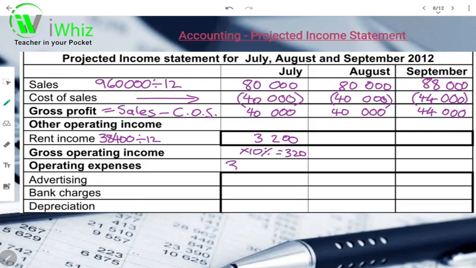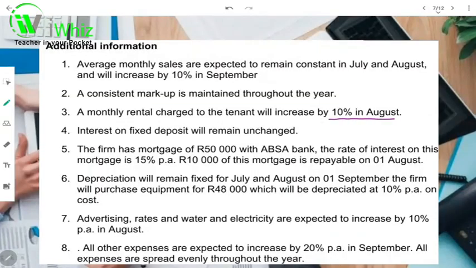You're now going to take 320 plus 3,200, and that will give you an amount of 3,520 rand. Do you understand what I just did there, Wizards? I took my rent, I added on the 10%, and I got a total. So for the first month, this will be 3,200. For my next 2 months, it'll be 3,520 and 3,520. Why? Because in the additional information, it clearly states that it'll increase by 10% in August.